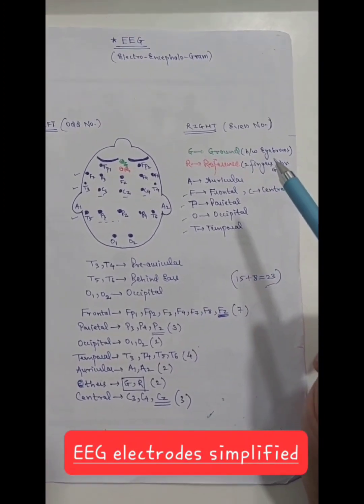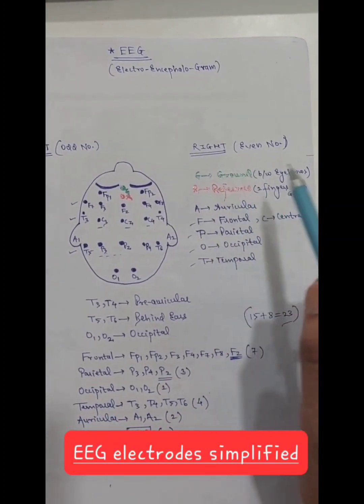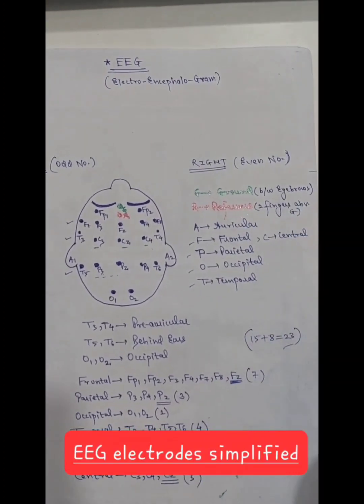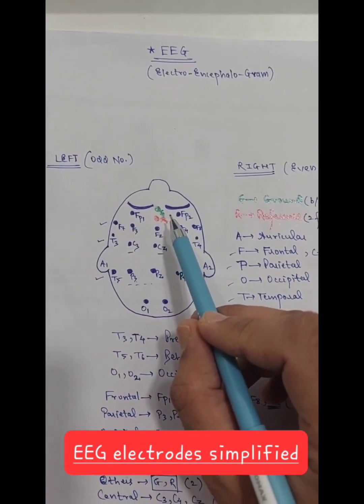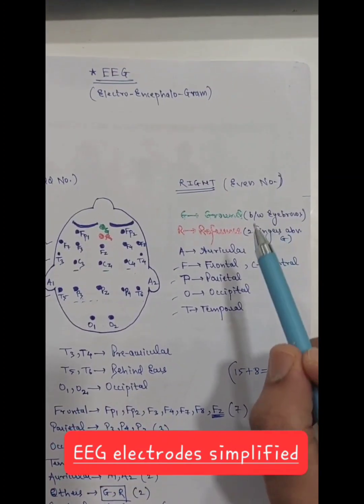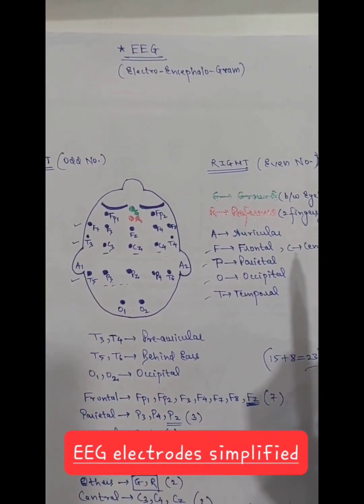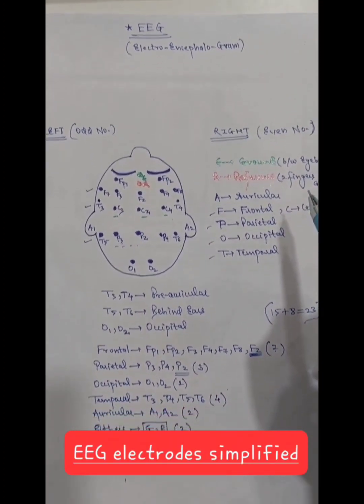And there are 2 special electrodes. This is the G and R, that is G stands for ground electrode and R for the reference. So this ground you can see between the eyebrows, this we have to place between the eyebrows, and just 2 fingers above that we have to place this R, that is the reference electrode. So these are 2 special electrodes, ground electrode and reference electrode.